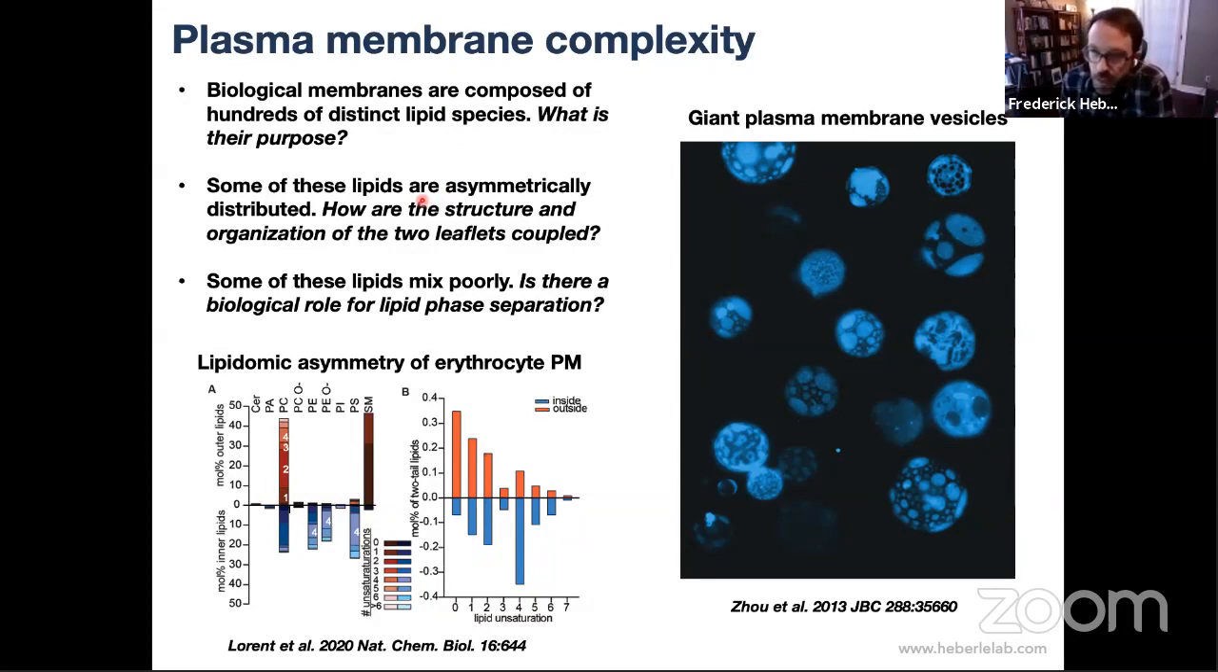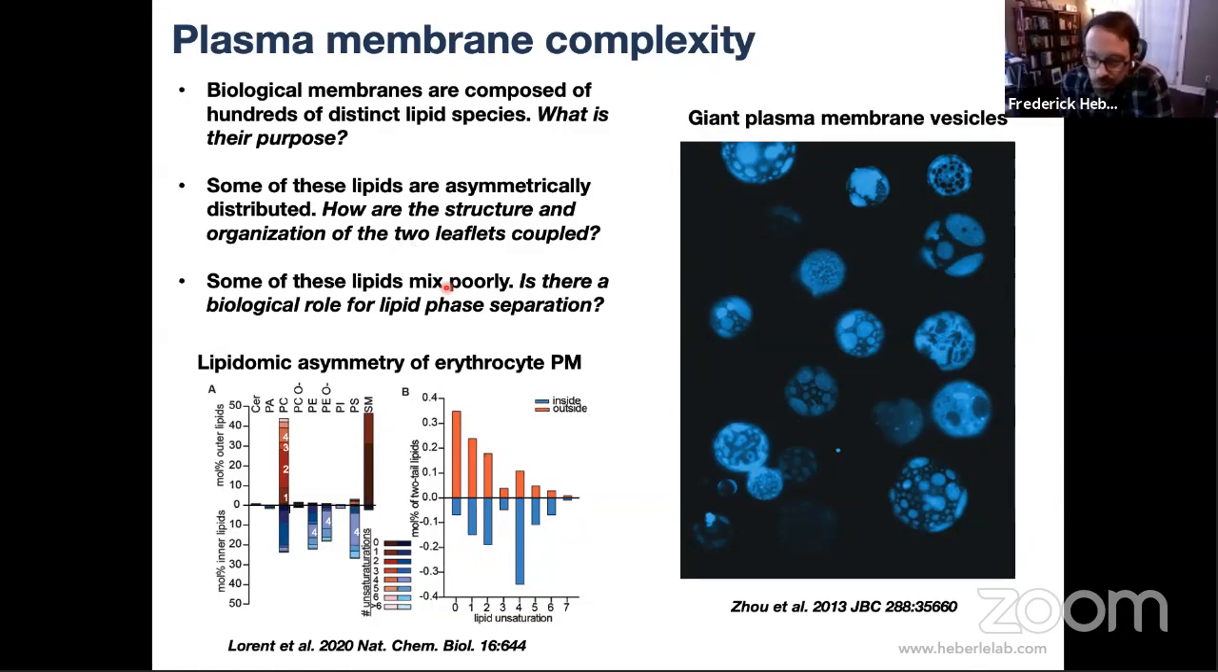Not only is the composition complex, but how these lipids are organized in the bilayer is also complex. Cells use energy to create interleaflet asymmetries in these lipids. And this is a beautiful example from Ilya's lab, from Joseph Lorent's paper that appeared recently in Nature Chemical Biology, where they determined the detailed asymmetry of lipids in a red blood cell. So there are asymmetries in the head group composition as well as the chain composition. And we don't fully understand why this is the case. And there are lots of groups out there, including my own, who are working to try to understand this.